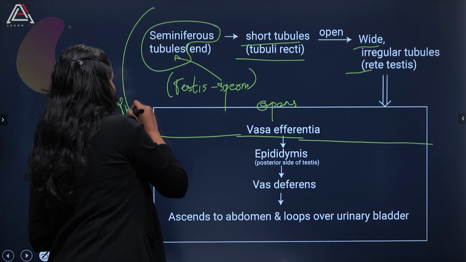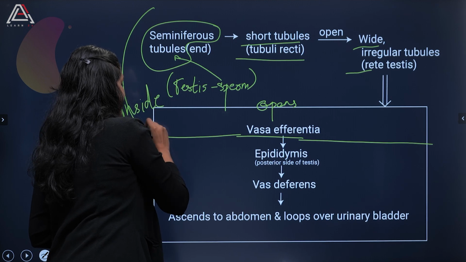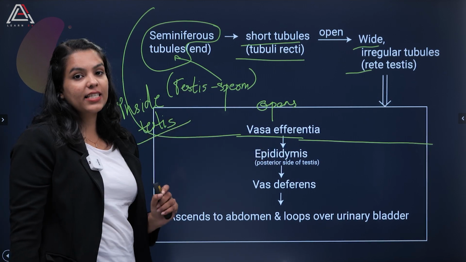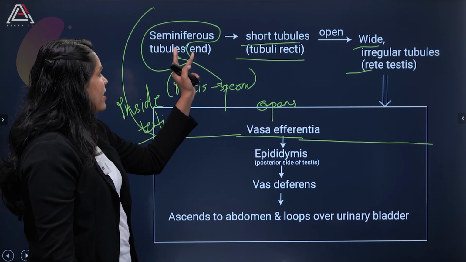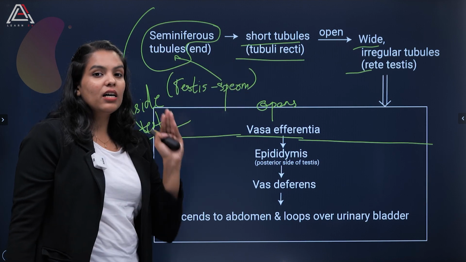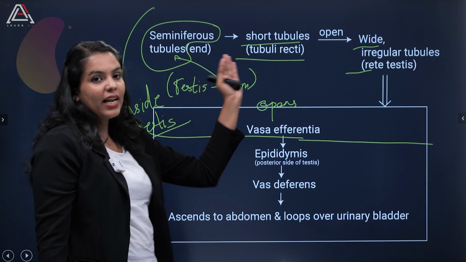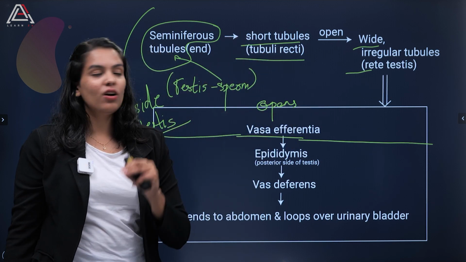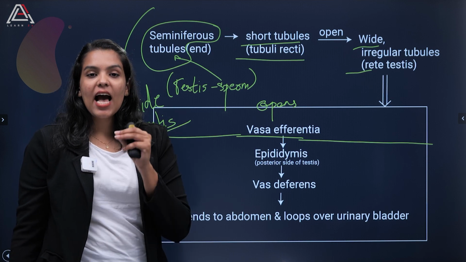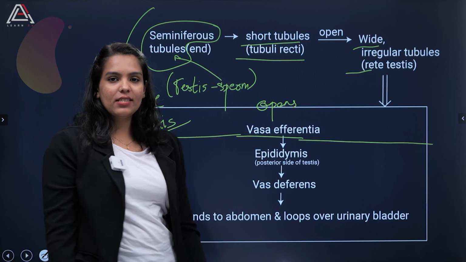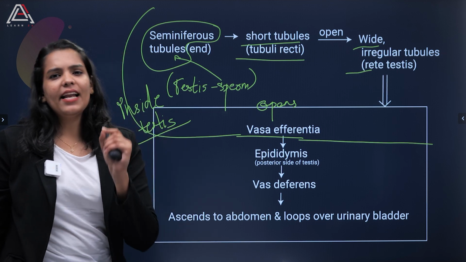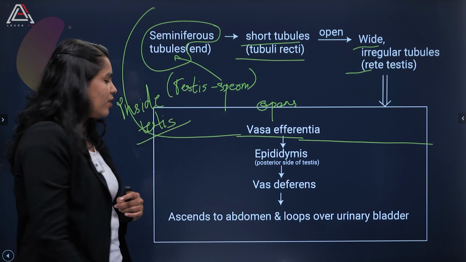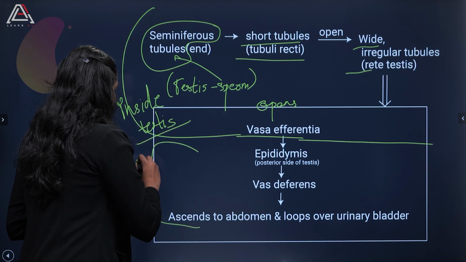All of this is happening inside the testis. That is, from the seminiferous tubule it moves to a shorter tubule called tubuli recti, which further opens towards a wide irregular tubule called rete testis, and then it opens to vasa efferentia. Then after that it basically moves outside the testis.